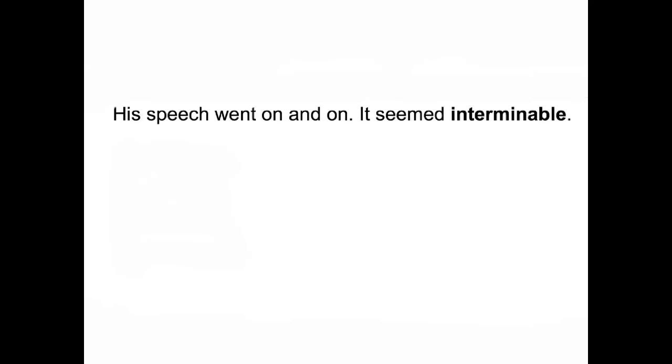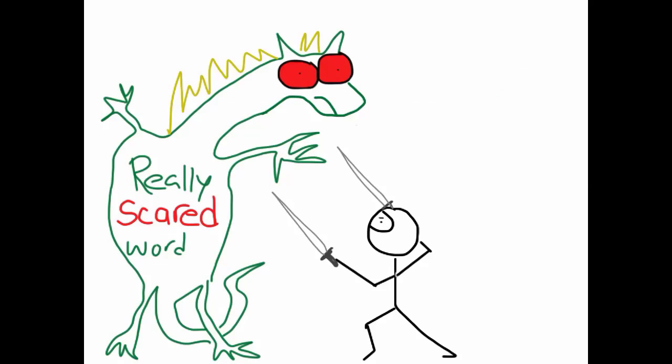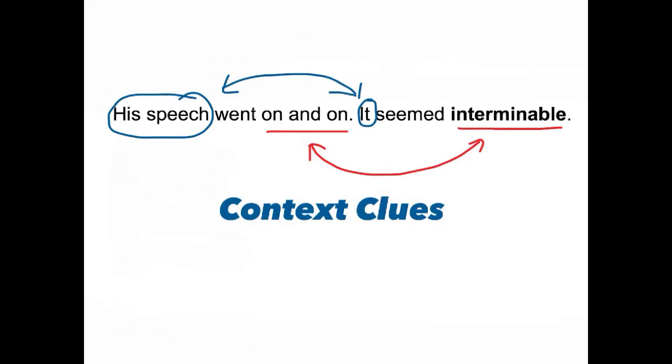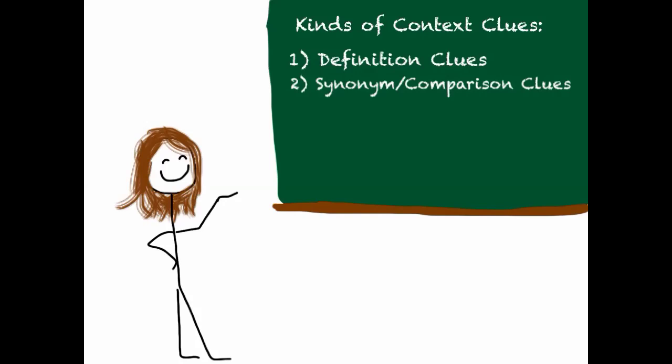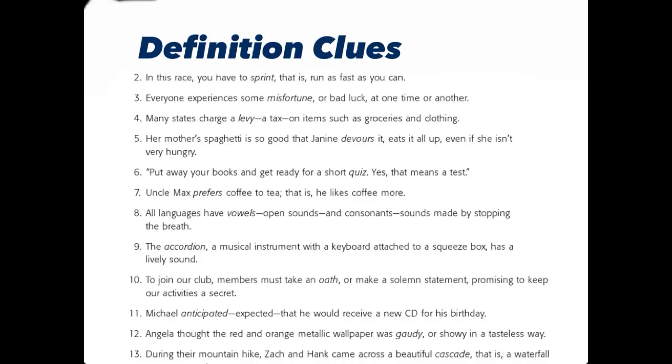Now let's say you can read the word, but you don't know what it means. Word attack! Before anything else, use the context clues around the word to help you out. There are 4 major types of context clues: definition clues, synonym comparison clues, antonym contrast clues, and gist clues. Definition clues are just that.